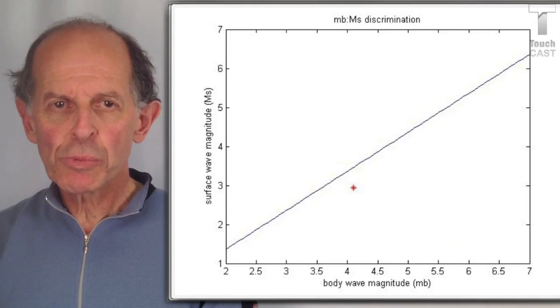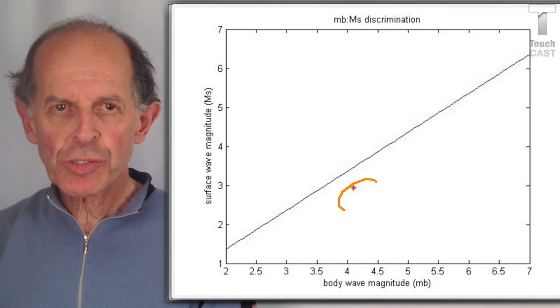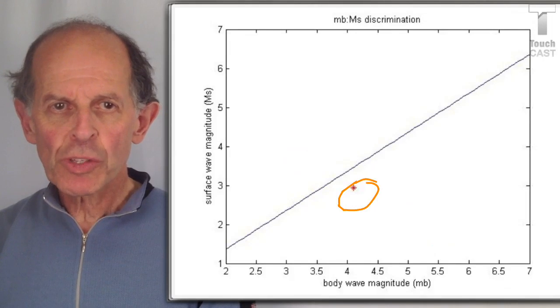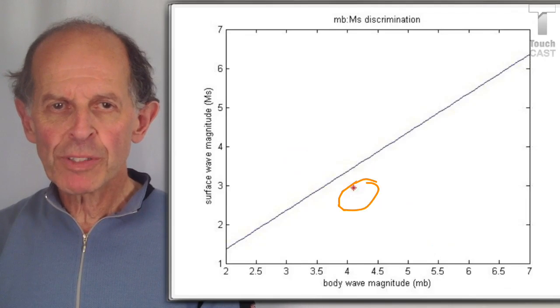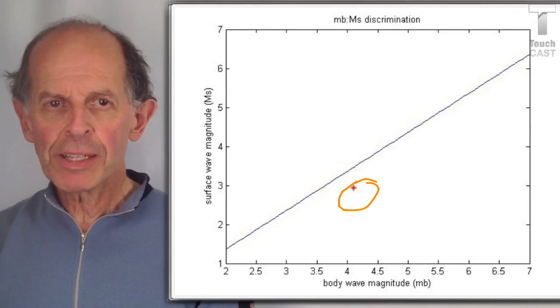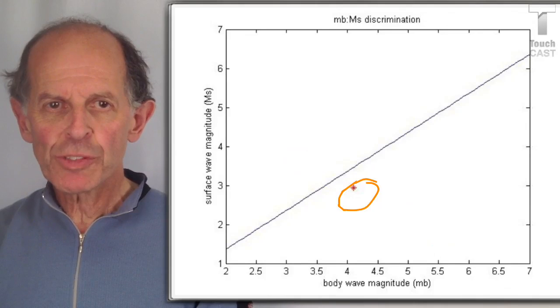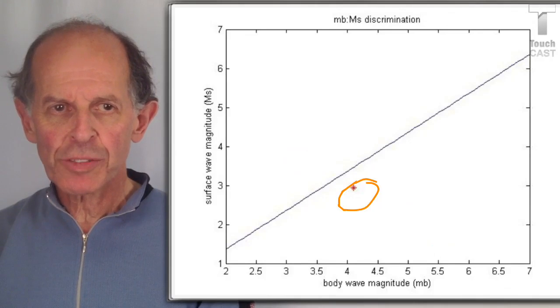And you can see the red dot is below the line. We circle it in orange. So if we recorded that event, computed the body wave and surface wave magnitudes and plotted them, we would know that we have the signature of a nuclear test.